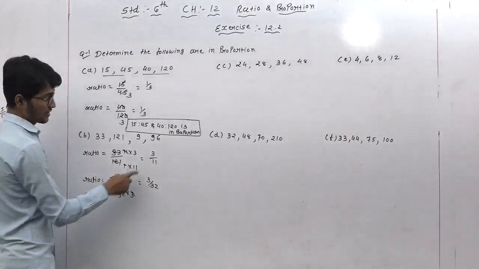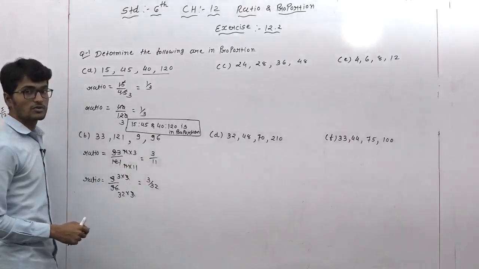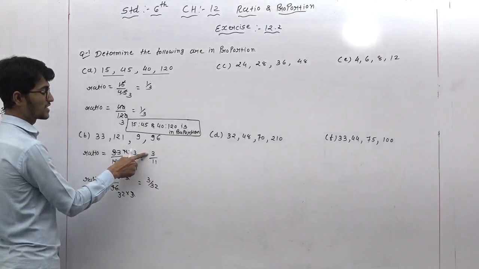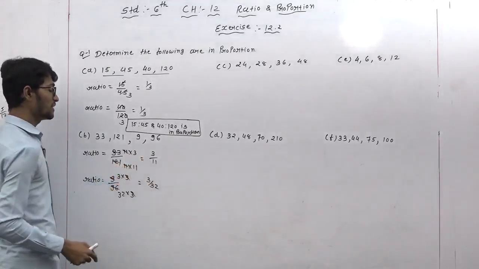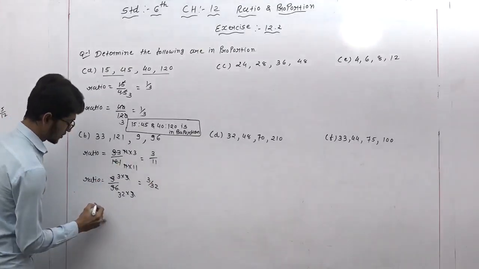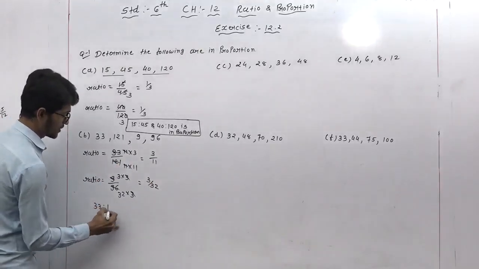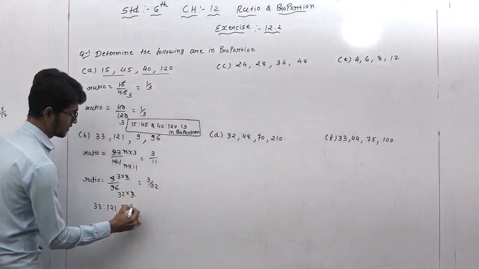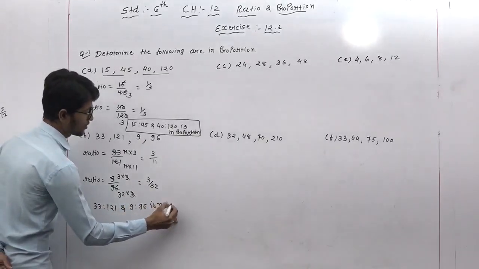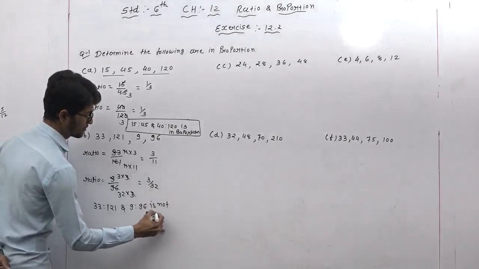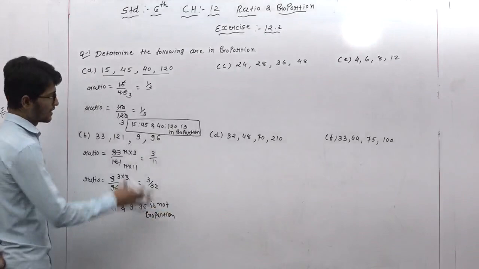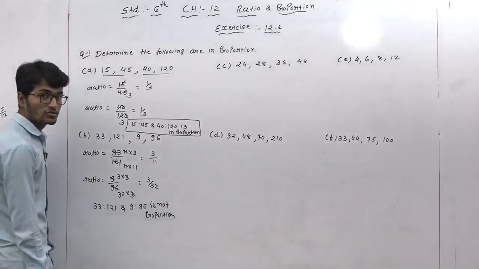So dear students, is this the same ratio? No, this one is not the same ratio. Why? Because here it is 3 is to 11 and here 3 is to 32. The ratio is not the same. It means 33 is to 121 and 9 is to 96 is not in proportion. Okay, now understand the first two.